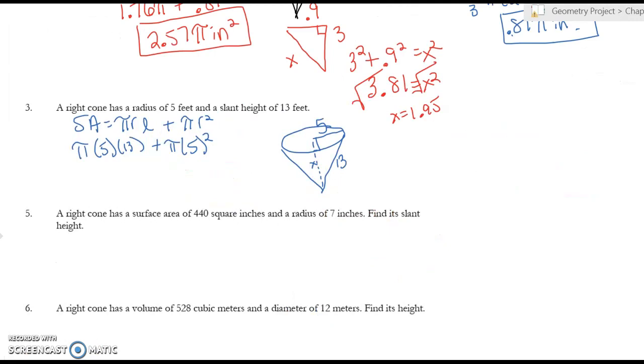Okay, so for surface area, you should have been able to plug it in without solving for x because you don't need the actual height. And so you get 65 pi plus 25 pi, which gives you 9 pi feet squared. For volume, you're going to need that height.